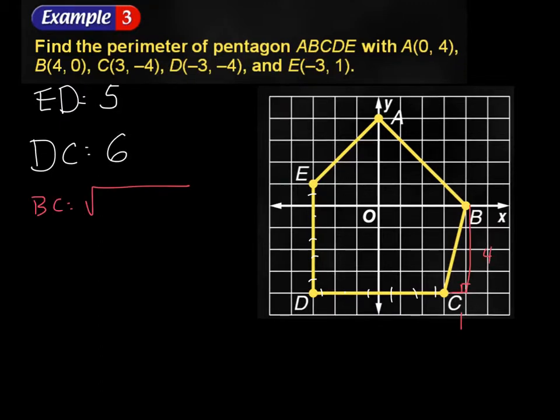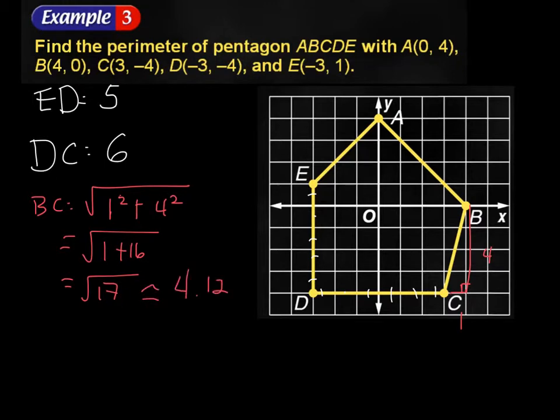Okay, so to do BC, we have to use our distance formula, and I went ahead and counted squares because it's graph for us. So it's going to be square root of 1 squared plus 4 squared. So 1 plus 16 is 17, which should be approximately 4.12 using my calculator rounded to the nearest hundredth.